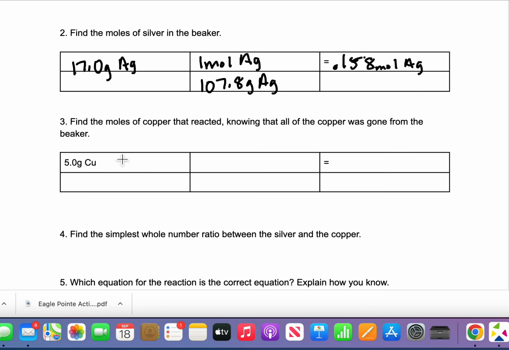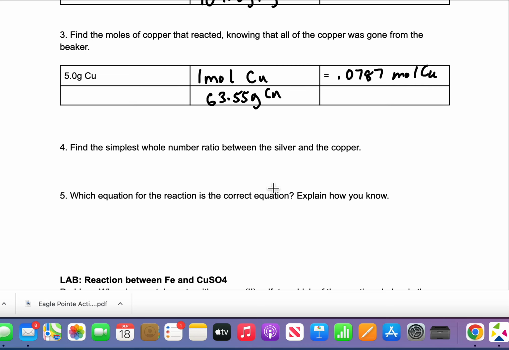Now, since we know that we started off with 5 grams of copper, we can change copper to moles. So 1 mole copper is 63.55 grams of copper. We change that to moles, and we get 0.0787 moles of copper.